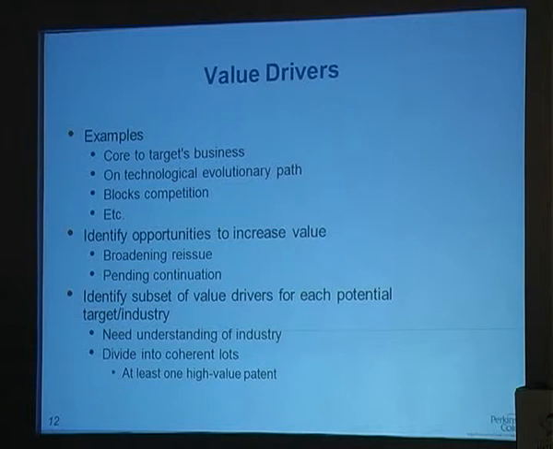The next step is to identify subsets of the value drivers for each potential target or industry. So basically, in your grouping of patents, you might have some that are pertinent to a particular competitor, some others that are pertinent to a particular industry group, and that helps to identify the speaking points with each of the people you're trying to sell your patents to. I've already talked about you need to understand the industry really well, and you have to have at least one high-value patent for each of the groupings or lots.